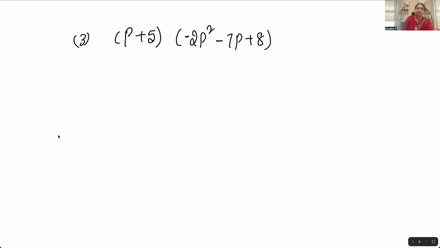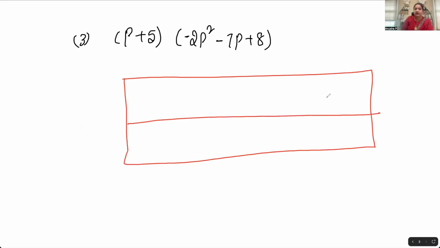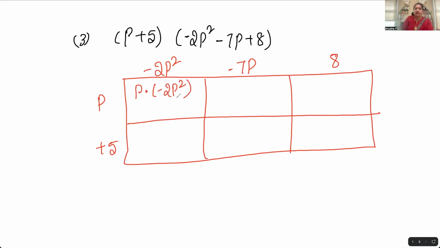Now coming to the third example, (p + 5)(-2p² - 7p + 8). What you will do, we will multiply because we have two terms on the first, we will write it as p plus 5 and minus 2p² minus 7p and 8. Now p times minus 2p², right? Which is negative 2. P times p² is p to the power of 3 because we have 3 p's over there. Okay. P times minus 7p, negative 7.